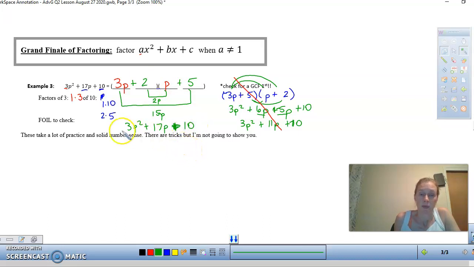Equals the 10. Now, all of this takes a lot of practice and some good number sense. If you know your multiplication tables really well, then it's going to be a little bit easier for you. There are tricks that some teachers show. I'm not going to show that to you. I really do think that practicing your number sense with this kind of thing is super important. So I need you to go through it in this method to start with. But this would be your final factorization.